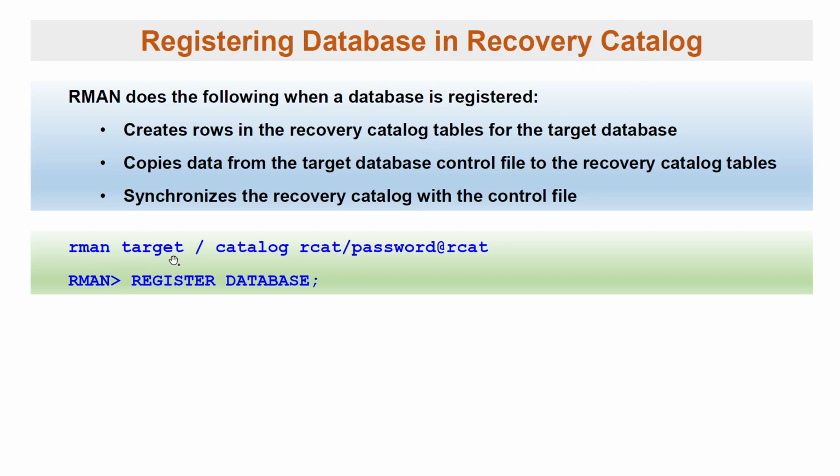And how do you do that? You will connect to the target database, whichever database you want to register, and at the same time you will connect to the catalog as well. Once you connect to the catalog, finally you will say register database. This will register the target database in the catalog database. If you don't register and you try to take the backup, it will not work because you have not registered that database. So the first thing you need to do is register the database.